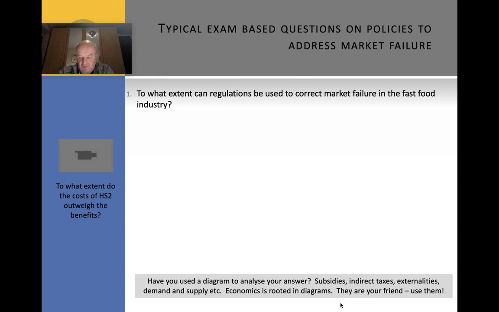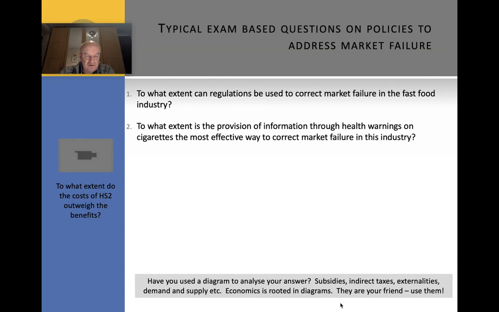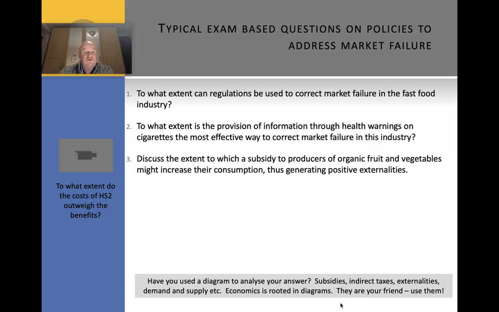So you might choose to focus on the healthiness of those particular food outlets. Another example: to what extent is the provision of information through health warnings on cigarettes the most effective way to correct market failure in this industry? Again, to what extent always means that you're going to, to some degree, give a balanced argument. Another example: discuss the extent to which a subsidy to producers of organic fruit and vegetables might increase their consumption, thus generating positive externalities.